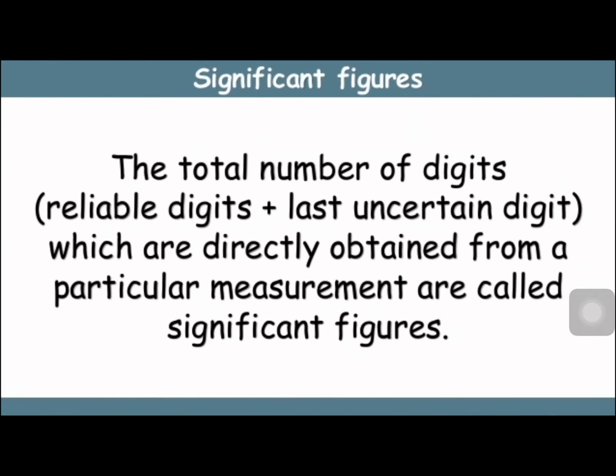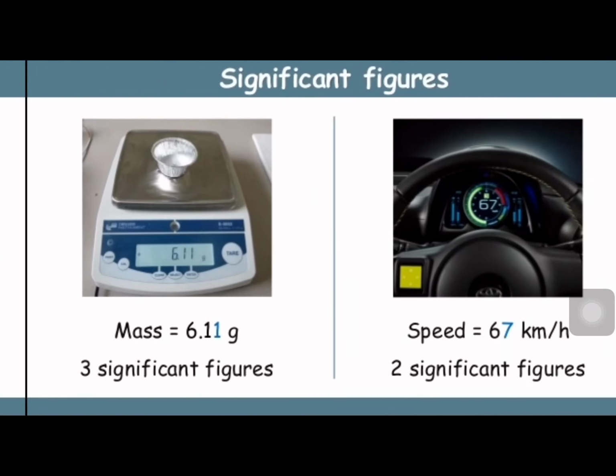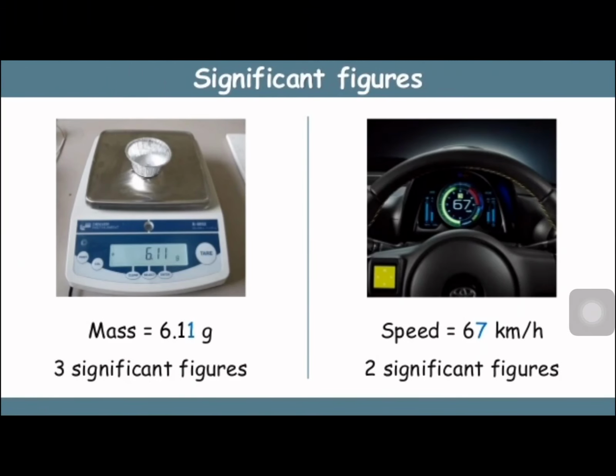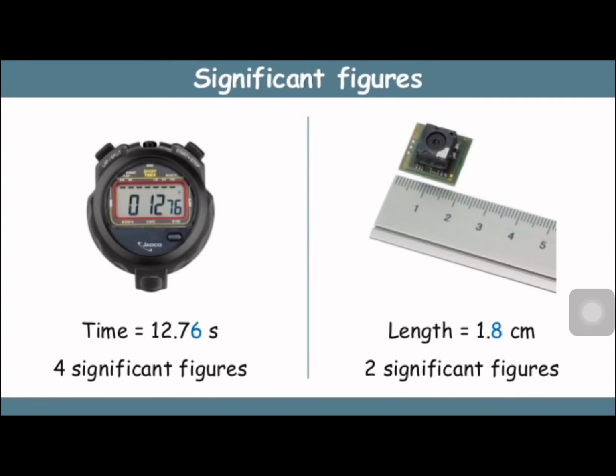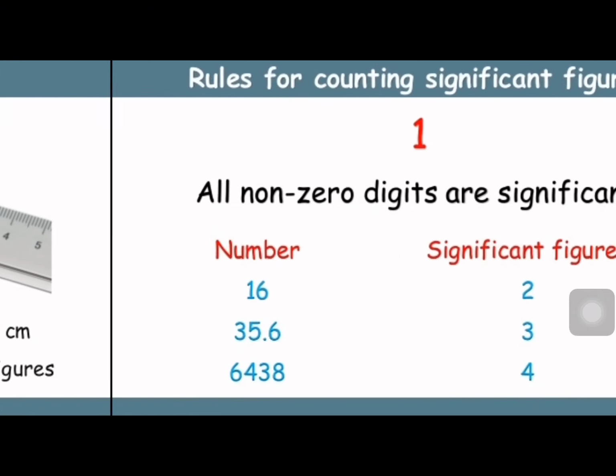And finally we come to significant figures. The total number of digits which are directly obtained from a particular measurement are called significant figures. It is very simple. Significant figures are the meaningful digits. For example, mass 6.11 gram has 3 significant figures. Speed 67 has 2 significant figures. Time 12.76 has 4 significant figures. Length 1.8 has 2 significant figures.